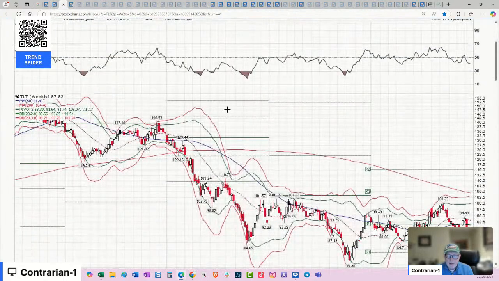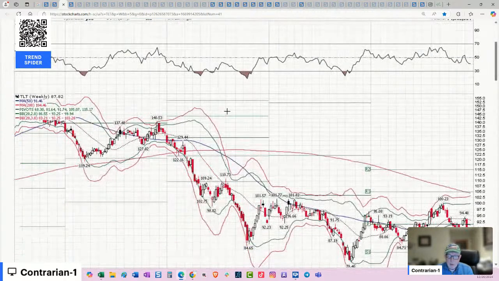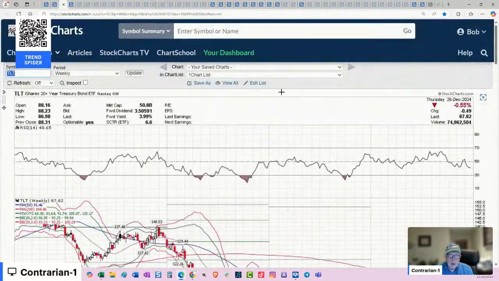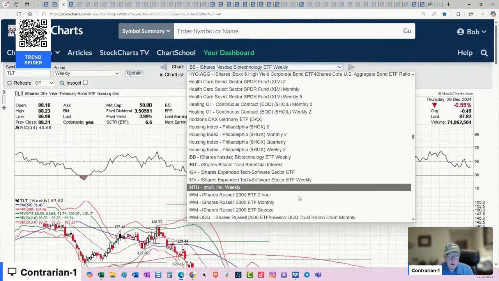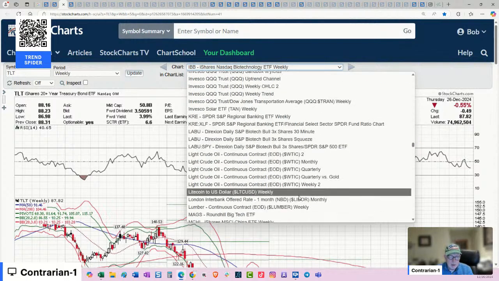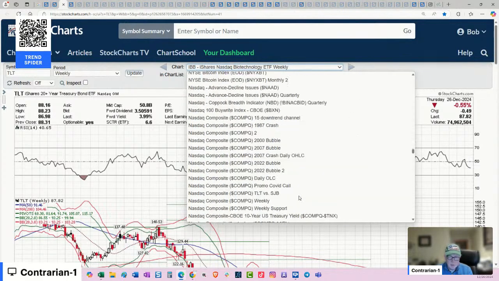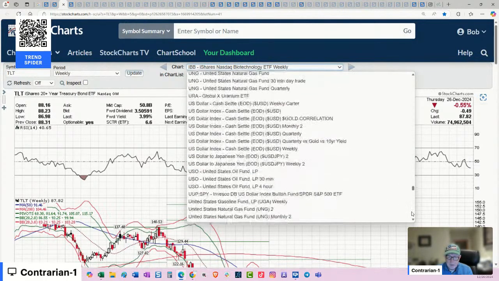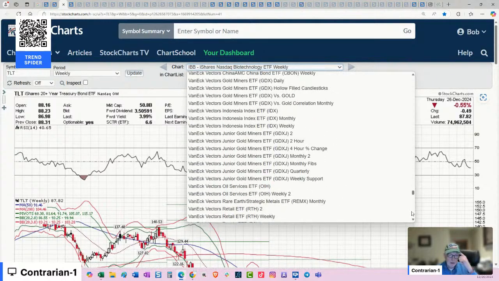Now, looking at the TLT, 20-year bond ETF, forget about the weekly chart. And I rarely say that. Let's take a look at the daily chart, because an interesting event took place today. And while it did not close up on the session, I think we're going to rally on the TLT.